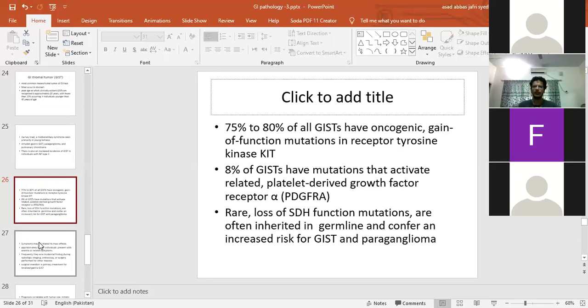8% of GISTs have mutations that activate platelet-derived growth factor receptor alpha, PDGFRA. Rarely, loss of SDH function mutations are seen in inherited germlines and confer an increased risk for GIST and paraganglioma. And these patients do not respond to anti-CD117 therapy. So that is why its importance is that the oncologist asks you whether c-KIT is coming positive or not, right? So you can do this test on immunohistochemistry as well as on molecular tests.